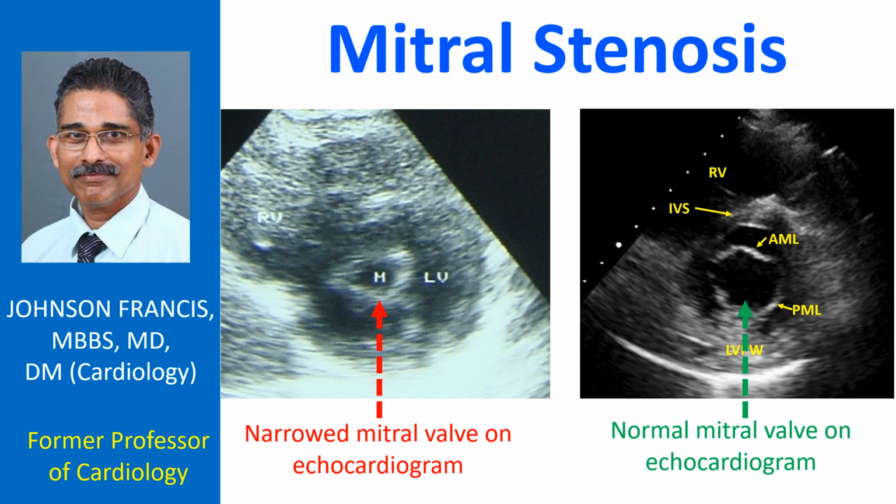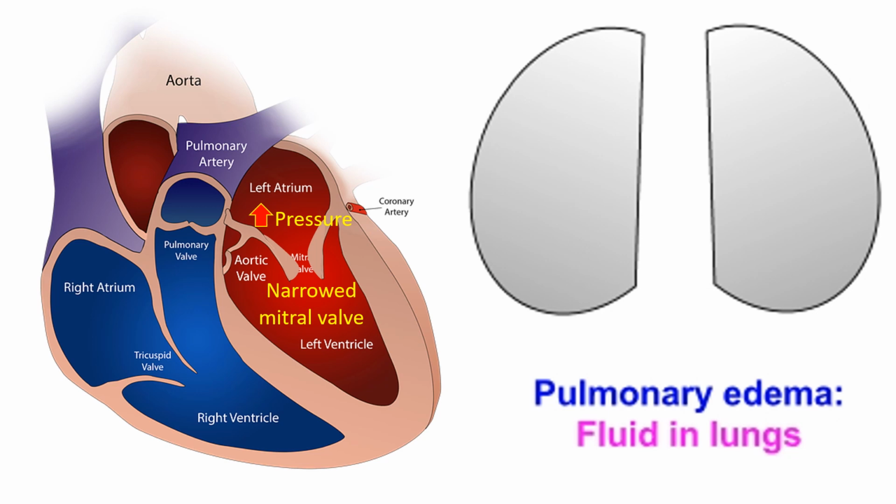Mitral stenosis can be documented well by echocardiogram, ultrasound imaging of the heart, as seen in the picture. As the mitral valve becomes narrow, the pressure in the left atrium and consequently that in the pulmonary veins and capillaries rise. When the pulmonary capillary pressure reaches above 25 millimeters of mercury, there is a chance for transudation of fluid into pulmonary alveoli. This is known as pulmonary edema and causes severe breathlessness.